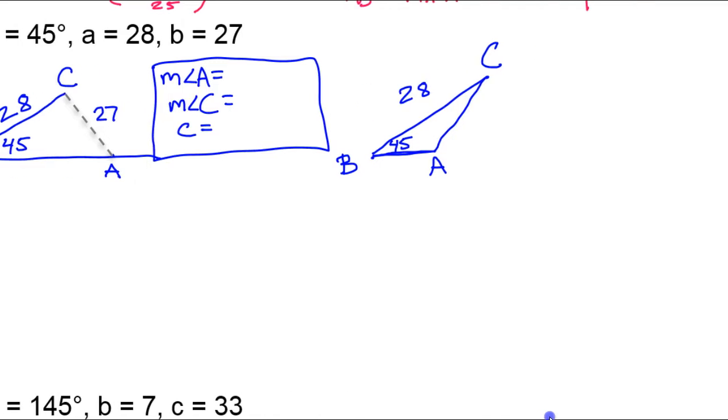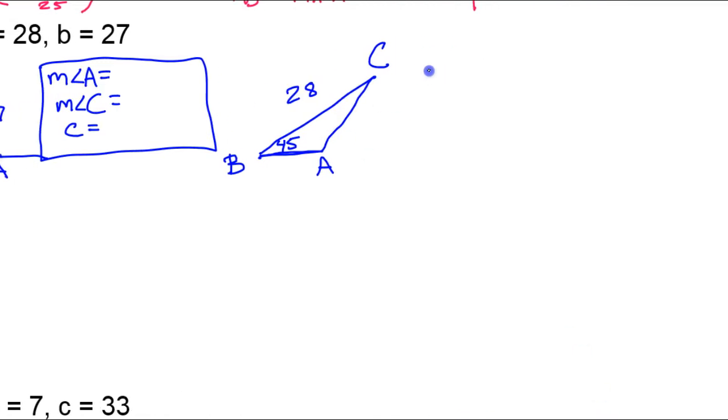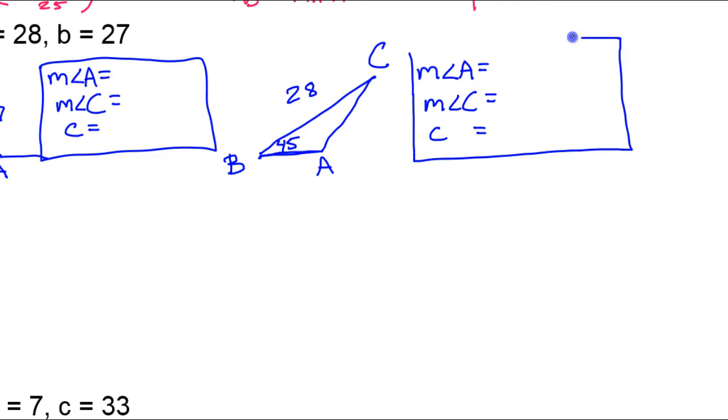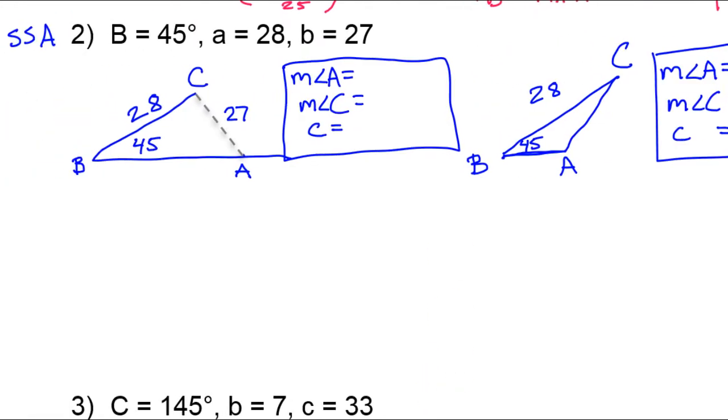Alright, and we will need the same information over here, so I'm going to go ahead and write that down as well. Okay, over here we will also need the measure of angle A, and we will need the measure of angle C, and we will need side C. Okay, so all of that will be in a box over here. So let's start with the acute triangle.